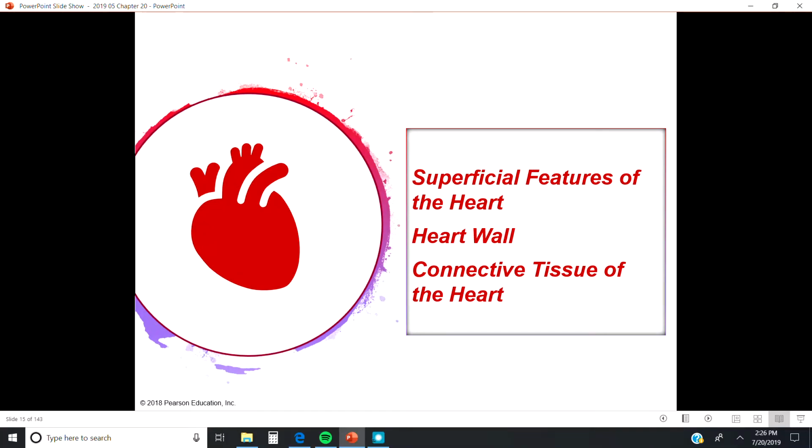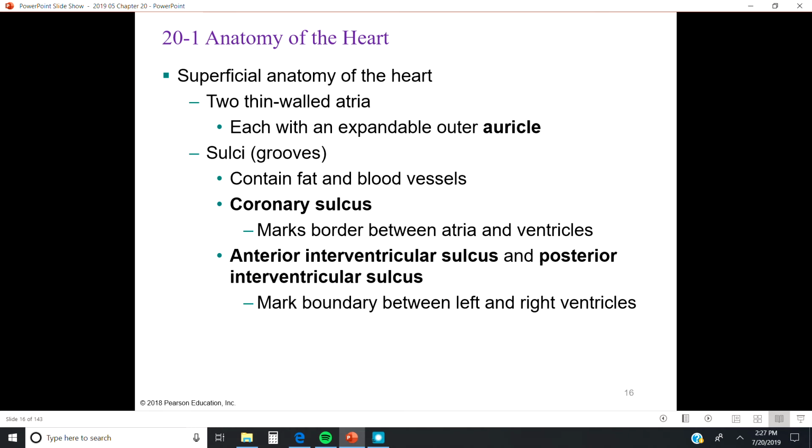In this lesson, we'll continue our discussion of the heart by taking a look at the superficial features of the heart. These are things that we would see on the outside for the most part. We'll then take a look at the heart wall, which has three layers to it, and then we'll finish it up by looking at the connective tissue of the heart.